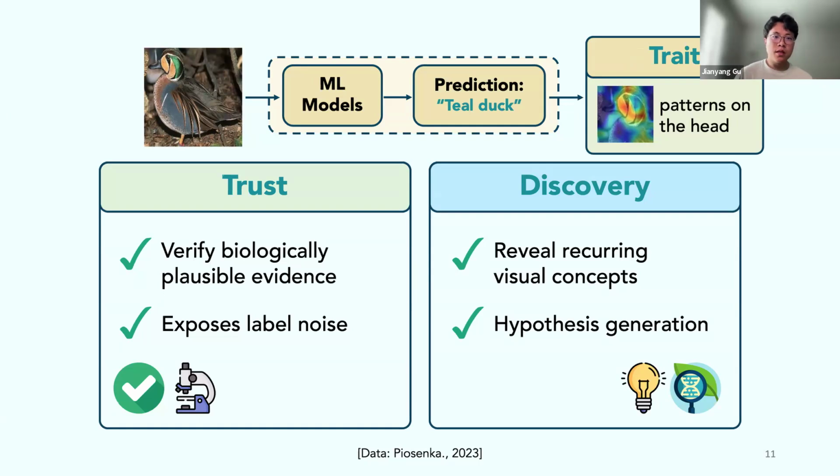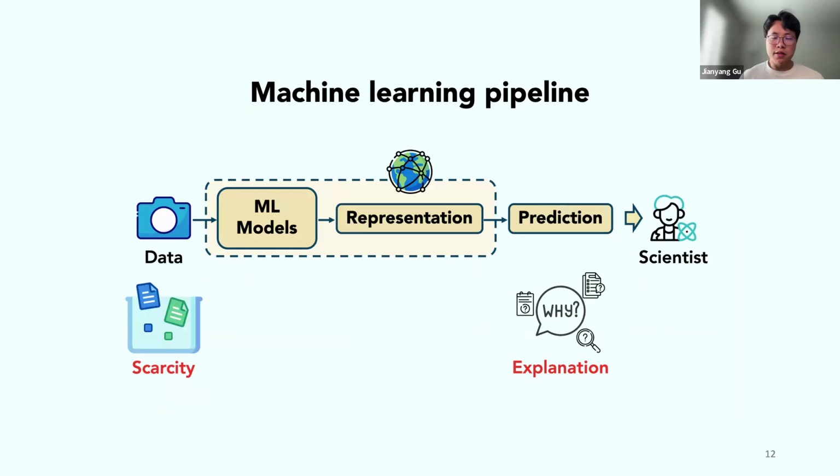Some of these traits may still be unknown. Of course, scientists and people have recorded a large number of traits for different species, but some traits might be hard to describe. They are predictive and consistent, but they might not have been well documented by humans. And that's where explanations can help us discover new concepts and new traits. So even though explanations are critical for scientific domains, existing models rarely produce faithful and reliable explanations along with the predictions, which is the second issue of this pipeline.